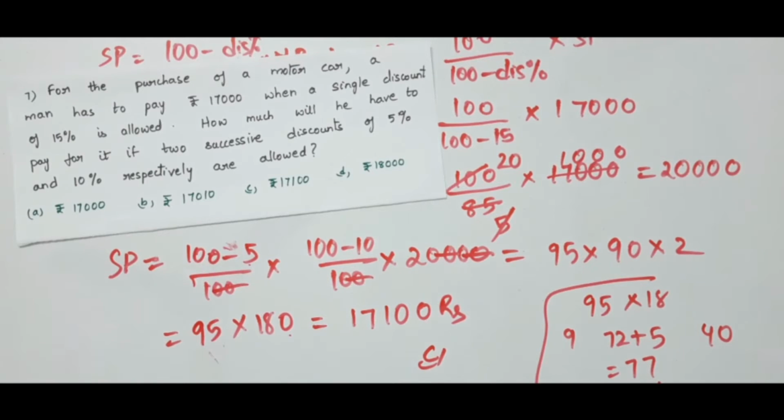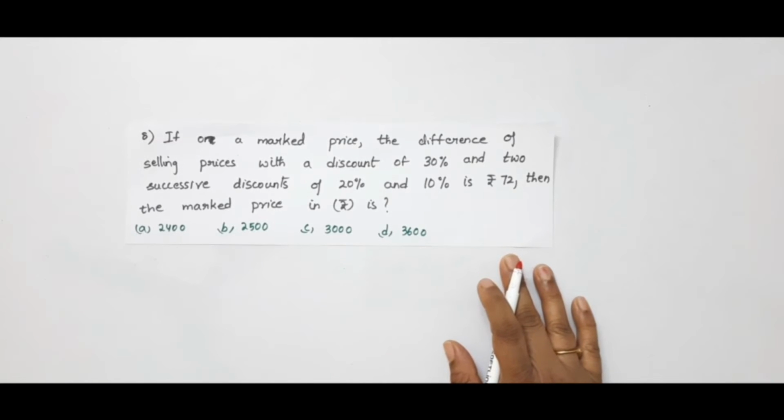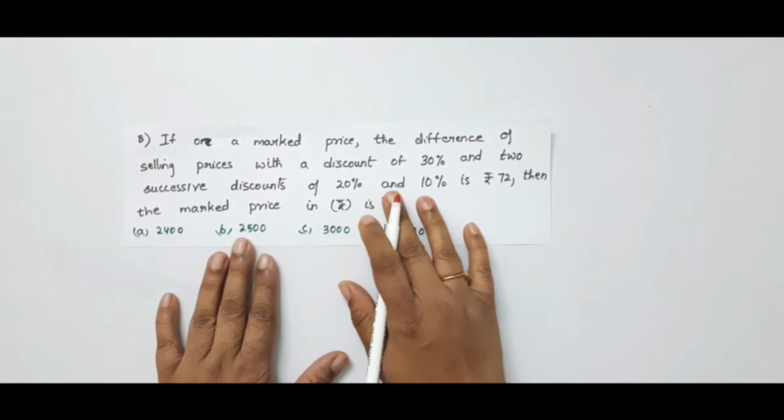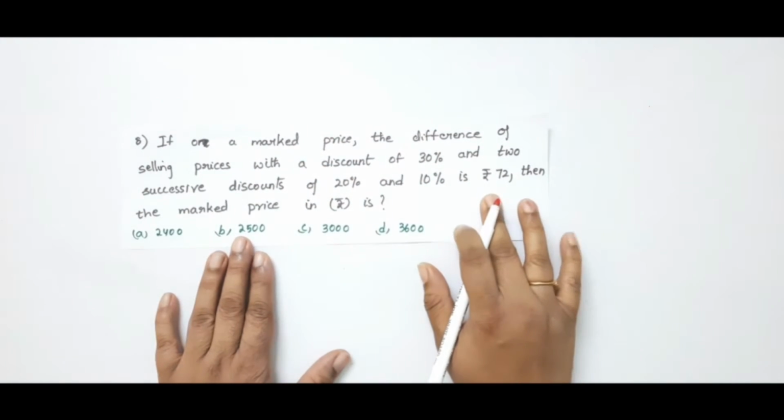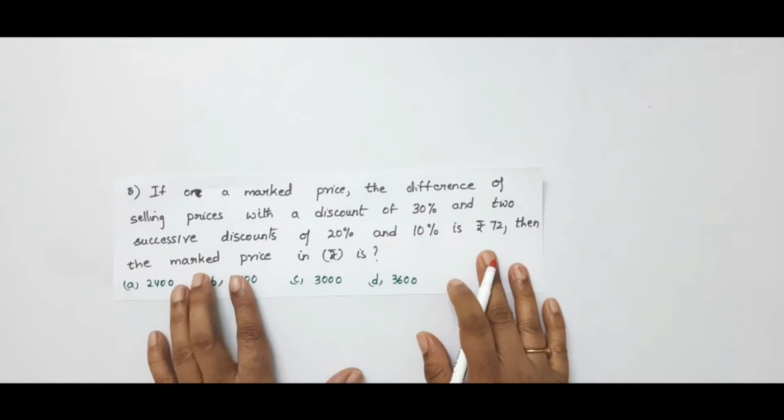Now let us go to the next problem. If on a market price the difference of selling prices with a discount of 30% and two successive discounts of 20% and 10% is 72, the market price in rupees is: option A 2400, option B 2500, option C 3000, option D 3600. So here it is clear that they said the difference of this selling price minus this is equal to 72. Is it not?